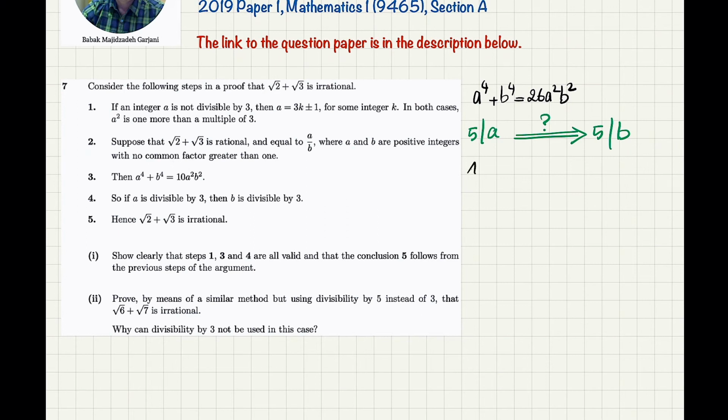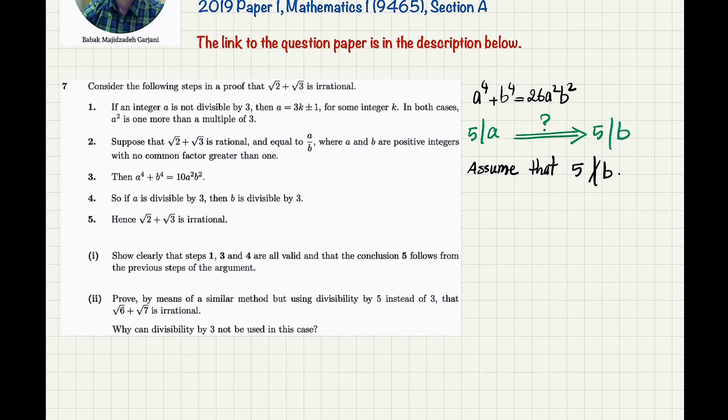Assume that this is not the case, and 5 doesn't divide b. Okay? Now let us see, of course we are assuming that 5 divides a, but I am assuming on the contrary that 5 does not divide b, and I want to come to a contradiction, okay?